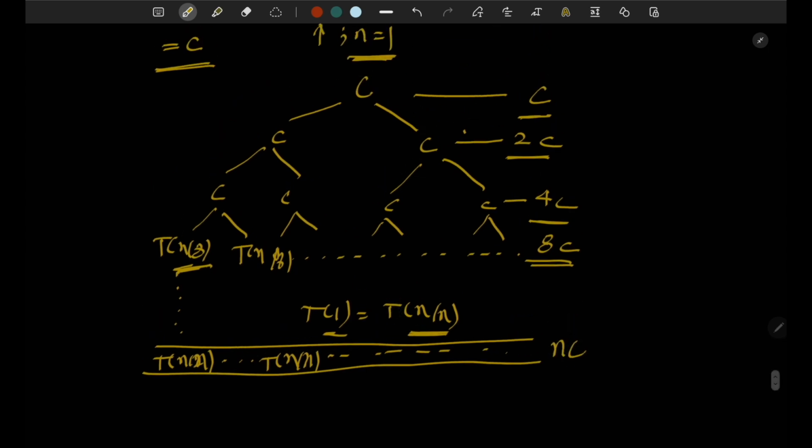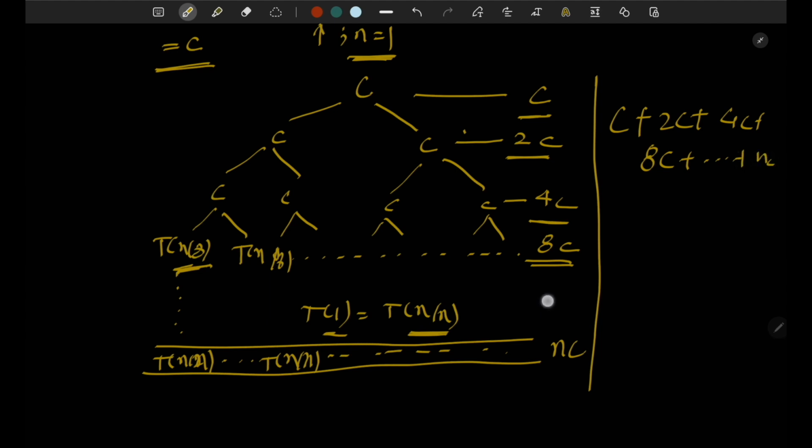Because here we were doing it like T by 2, then we did 2c work, we were doing T by 4, we did 4c work, here we were doing T by 8, here we did 8c work. So here we are getting n by n, so we will be doing nc work. So the total amount of work that we will be doing is c plus 2c plus 4c plus 8c plus nc. Let me write it here.